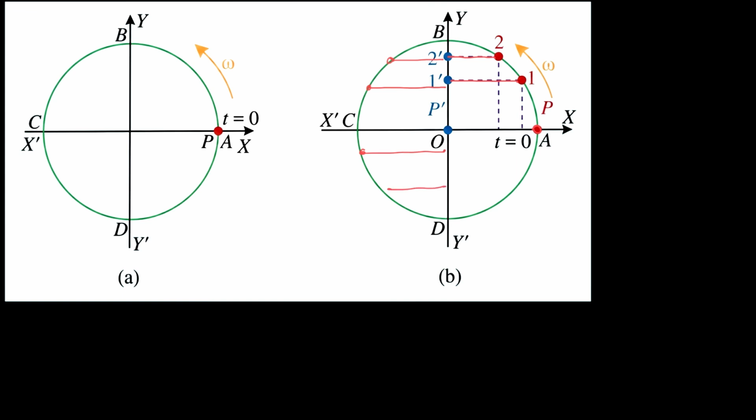So actually what is happening is, if the object is moving in a circle, in that case the projection of this object is moving on this straight line. So the projection of this object moves on this straight line if the object is moving in a circle. It means simple harmonic motion we can also compare with circular motion.